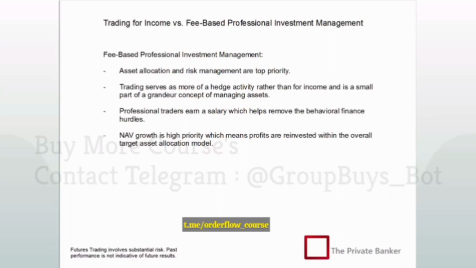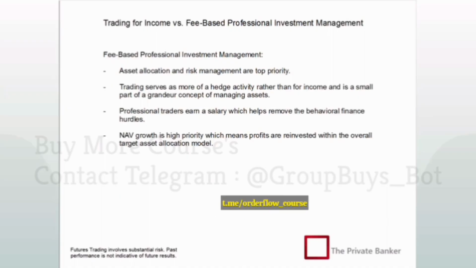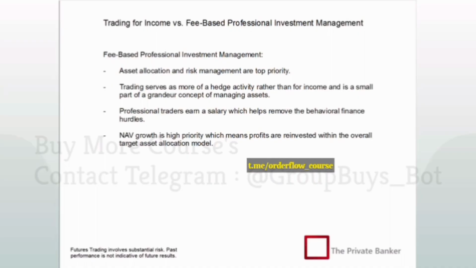So fee-based professional investment management takes asset allocation and risk management as a top priority. Trading serves as more of a hedge activity rather than for income, and it's really just a smaller part of a grander concept of managing assets. Professional traders, as I said, earn a salary, which removes the whole behavioral finance hurdles, and they really put NAV growth as a high priority, which means profits are reinvested within the overall target asset allocation model. Obviously they do earn a salary, and it depends on how we define professional traders, of course, and I'll walk you through that. But it's a very different way of thinking.